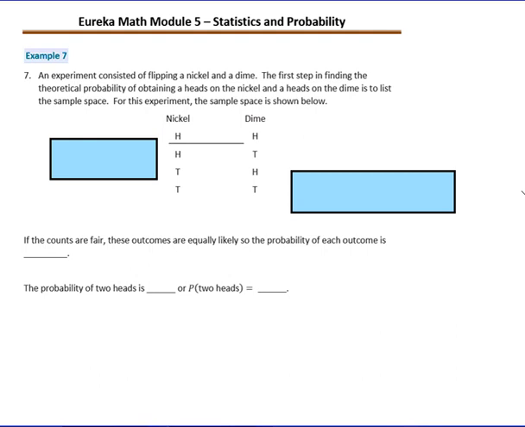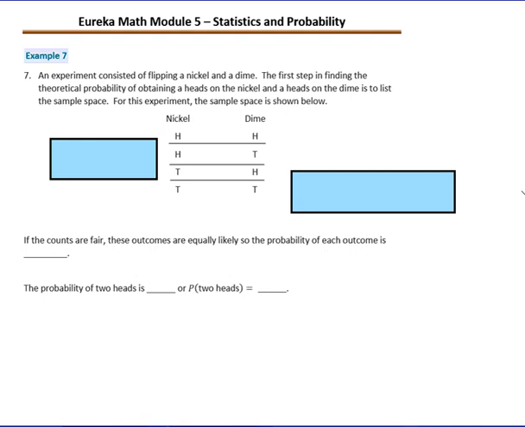When you toss the nickel and the dime, the nickel could land on heads and the dime could land on heads. So one of the outcomes is heads, heads. Then you pick up the nickel and dime and toss them. The second time, the nickel lands on heads and the dime lands on tails. So another outcome is heads, tails. You pick up the nickel and dime and toss them again, and this time you get tails and heads. So a third outcome is tails on the nickel, heads on the dime. The last possible outcome is that you get tails on the nickel and tails on the dime.